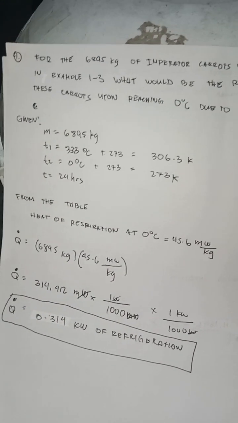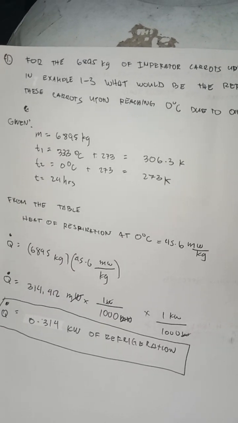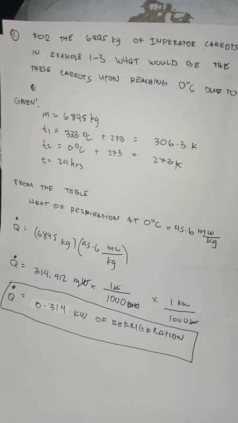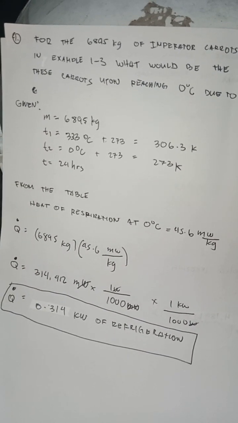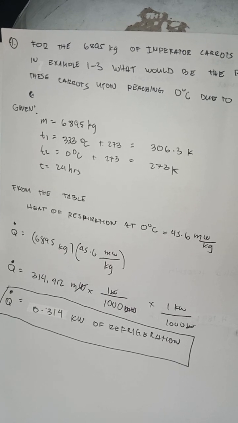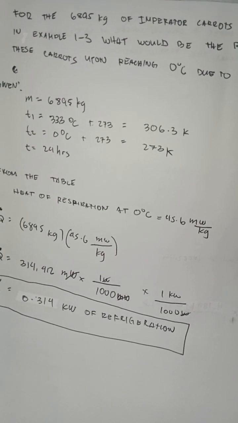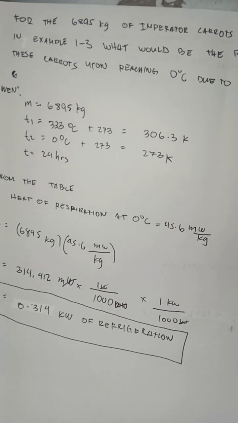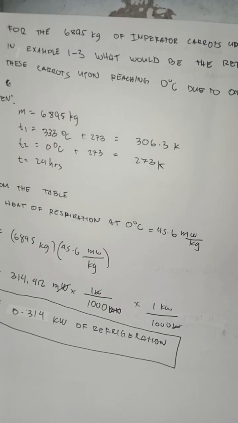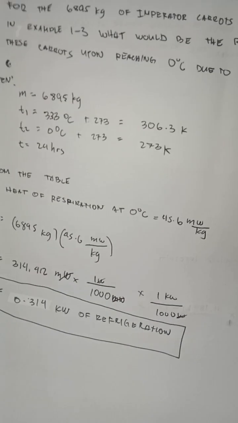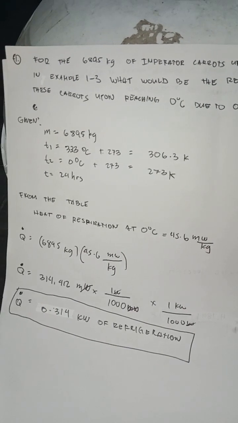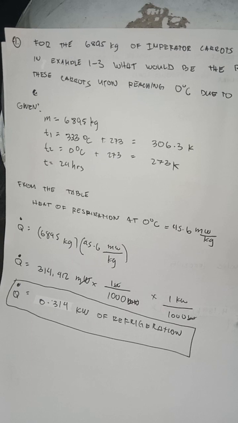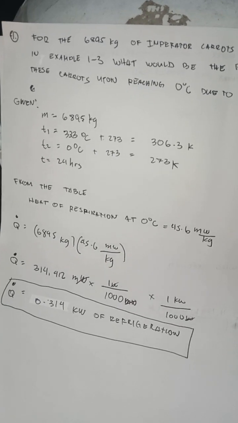You solve Q equals 6,895 kg times 45.6 mW per kilogram. You substitute 314,412 mW times 1 watt over 1,000 mW times 1 kilowatt over 1,000 watts. Cancel the like terms. Solve. The answer is Q equals 0.314 kilowatts of refrigeration.